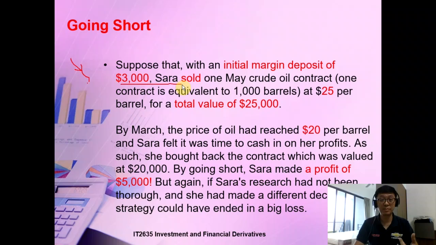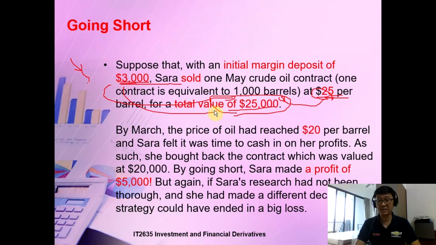So this is another example, right? Initial margin, $3,000. So for 25 barrels, the total value is 25,000. How do you get 25,000? It's basically 25 times 1,000. We are looking at somebody who wants to have 1,000 barrels of oil, so you buy that amount. That will be the total value of the contract, and you're using merely 3,000 to play this game, right?